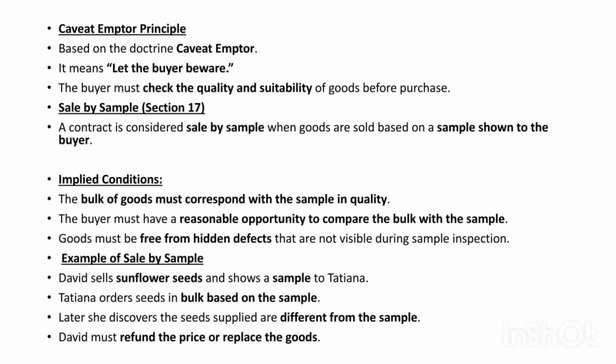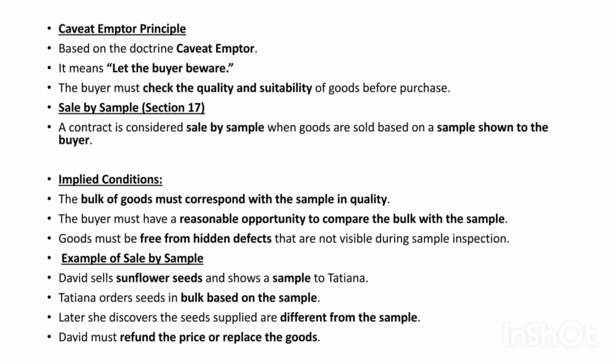Next one is sale by sample under section 17. So when sale is by sample, law adds 3 implied conditions to protect the buyer. The bulk of goods must correspond with sample in quality. The buyer must have reasonable opportunity to compare the bulk with the sample. And the goods must be free from hidden defects that are not visible during sample inspection.